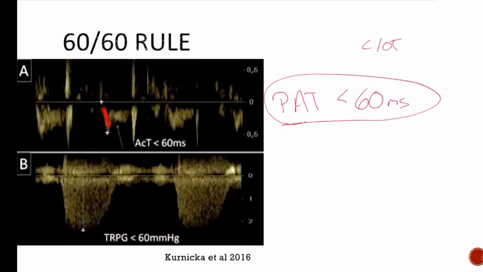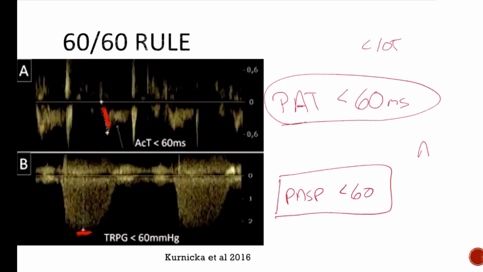We also see that our tricuspid regurgitant calculations give us a PA systolic pressure less than 60. So you have a PA systolic pressure less than 60 but greater than 30, right? You need to have elevated pressures, but not high enough to meet the chronic component, and you have a very quick PA acceleration time, showing that this is highly specific for pulmonary embolism. Okay? So the 60-60 rule is your PA systolic pressure less than 60 and your pulmonary acceleration time less than 60. Okay?